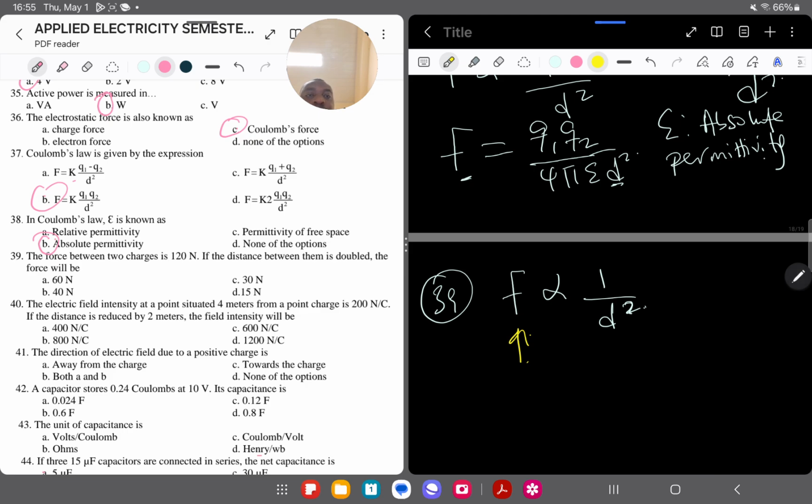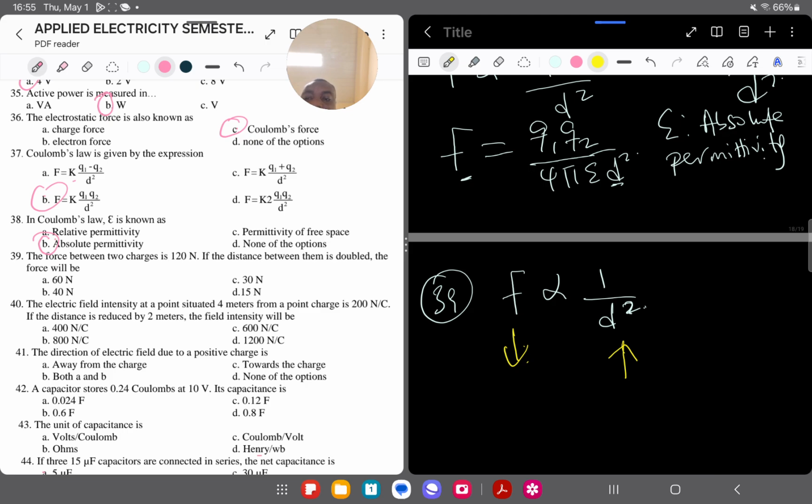Let me do it the other way around. If you were to increase the distance between the charges, rather, you can see here the force is going to be what? Reduced, right? So the force will be reduced.